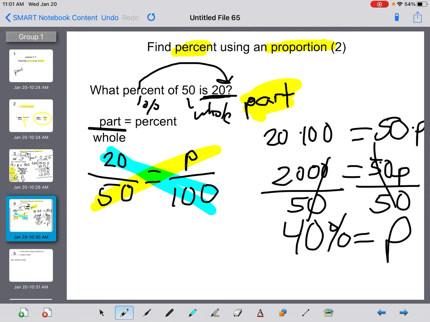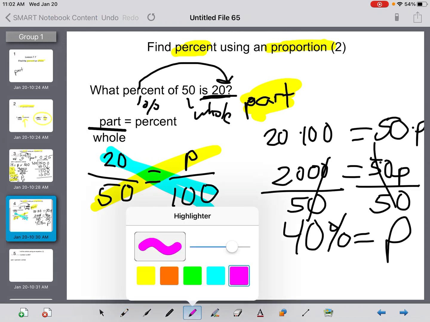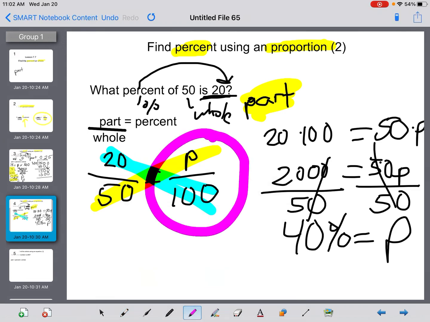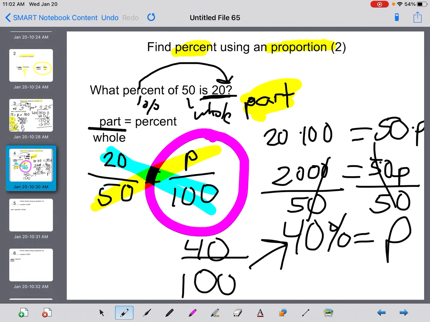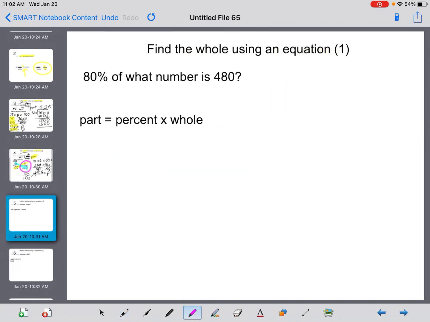So here, my answer is already in percent form, because really what I'm saying, I'm solving for the letter P. So really what I'm saying, grade 7, I end up with the letter P is 40 out of 100, which is 40%. So those are the two examples for finding percent. Now we're basically going to do the same thing with an equation and a proportion, but now we're going to find the whole number using an equation.